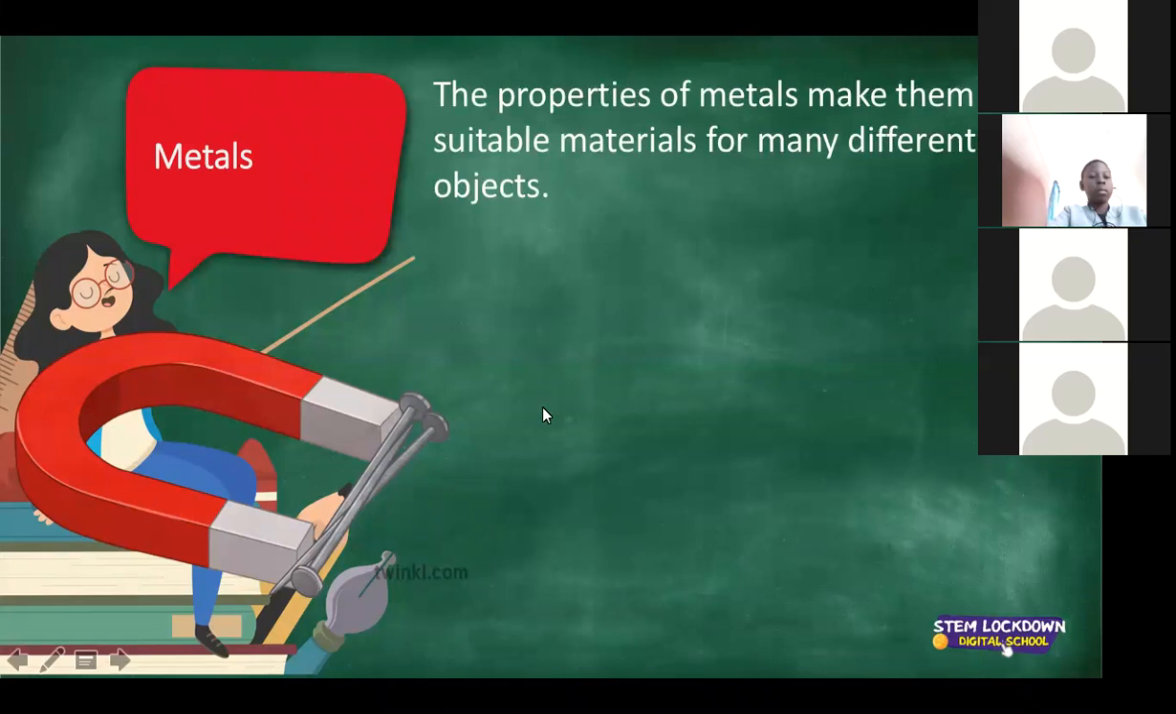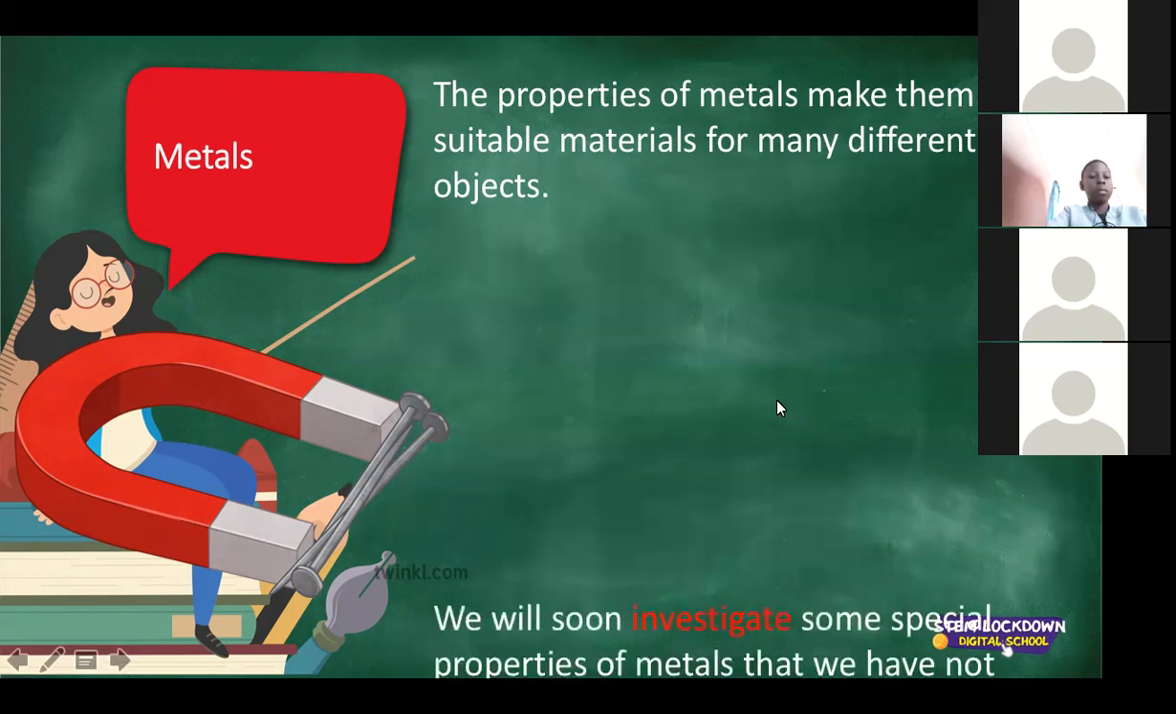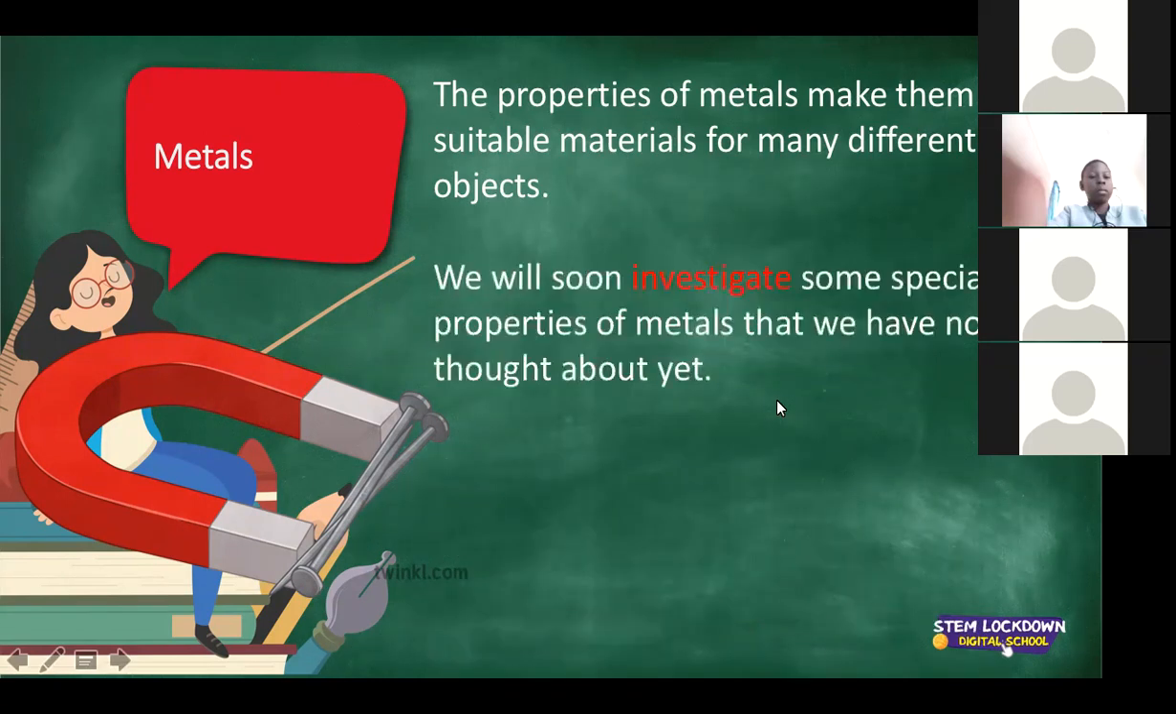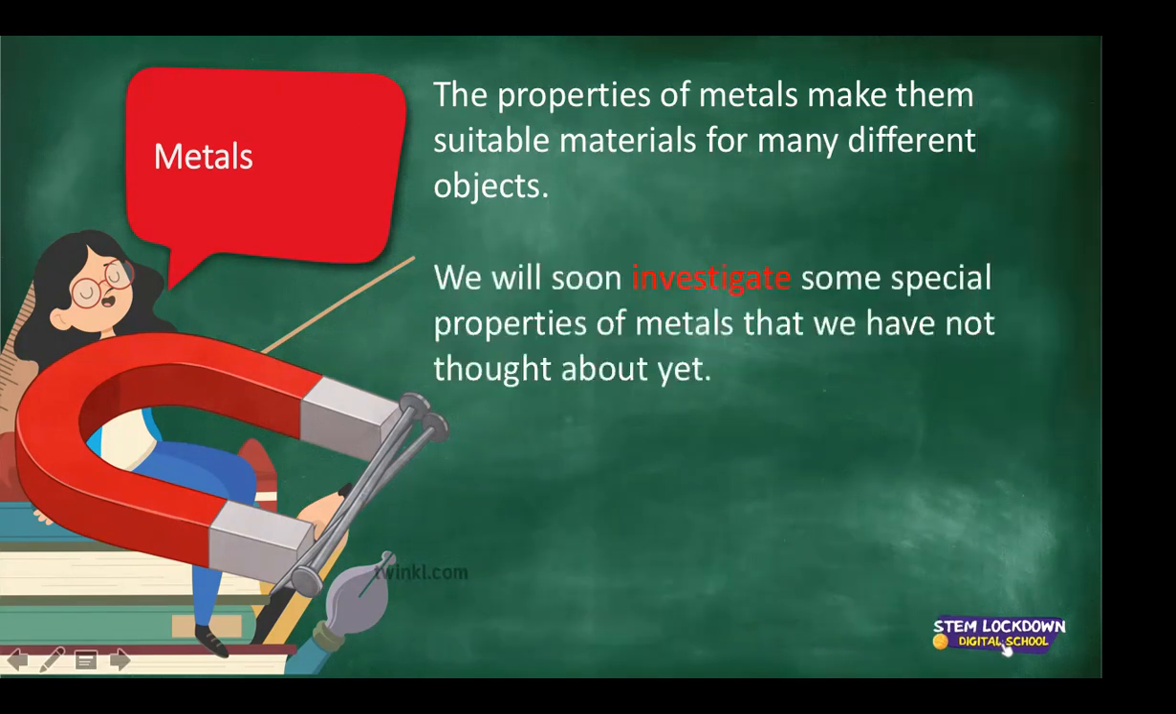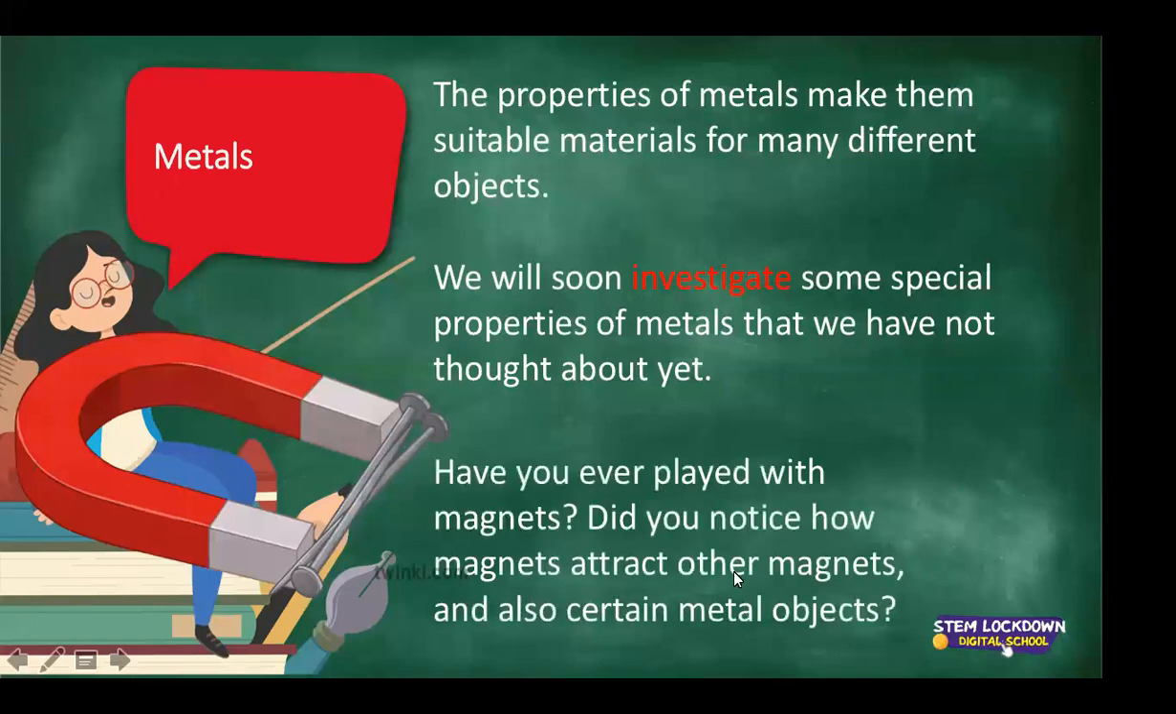The properties of metal make them suitable material for many different objects. Then, in our session, as I said earlier on, we are going to investigate, and we will soon look at some properties of metal that have not been done yet. But as we proceed, I am going to show you some pictures of how magnets can attract metals and other objects.